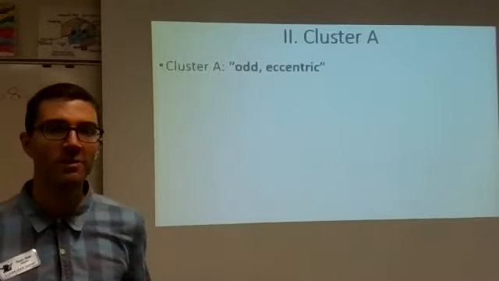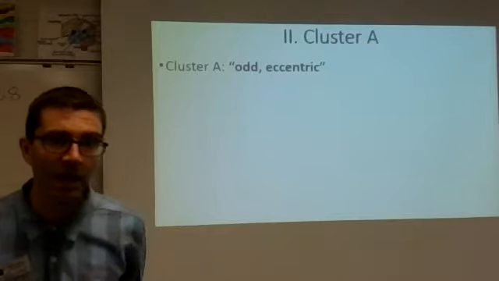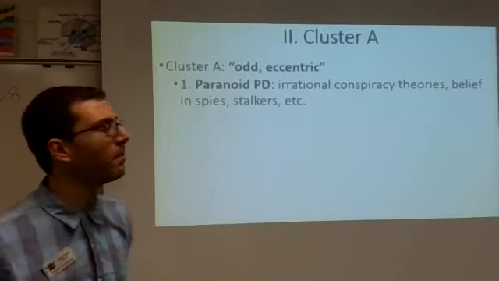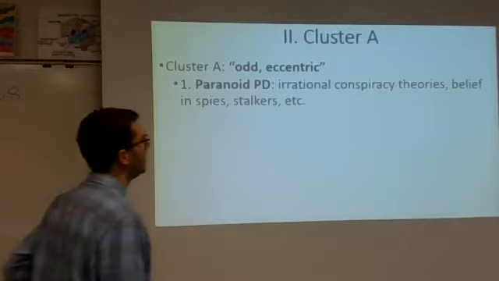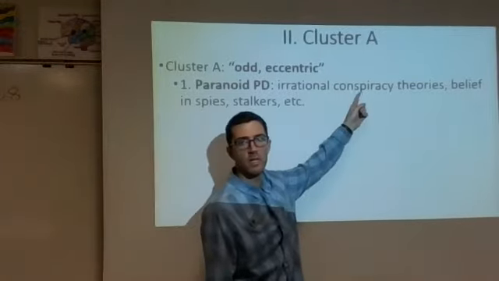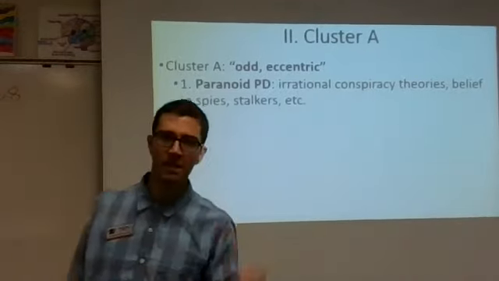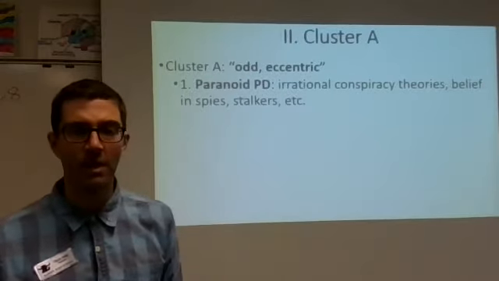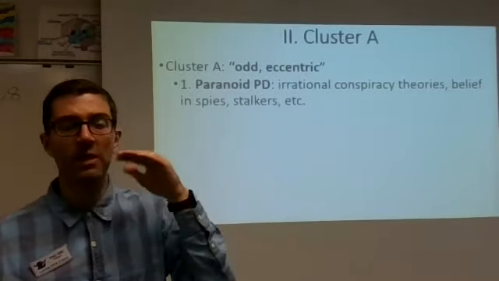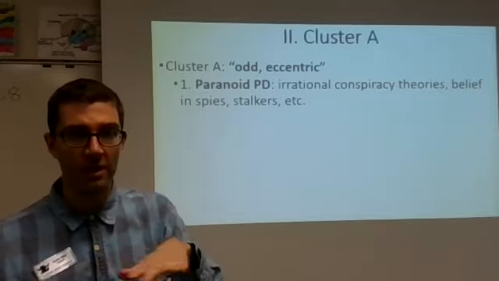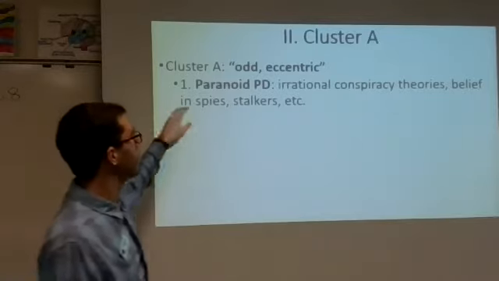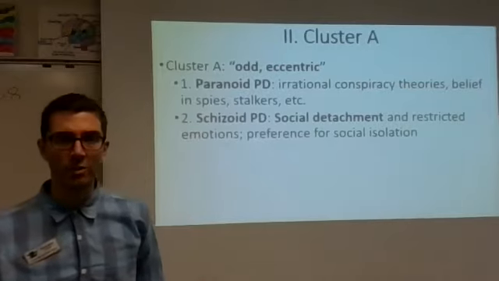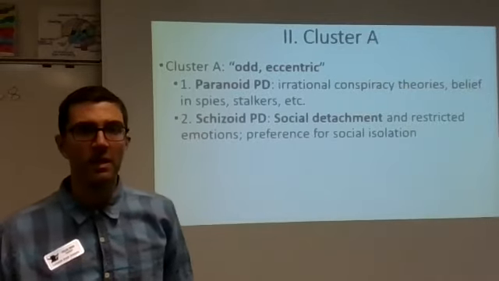Let's first talk about cluster A, the odd and eccentric personality disorders. This first one is called paranoid personality disorder. People who believe in conspiracy theories that just don't make sense. They believe that people might be after them. If it impacts their thinking, their emotions, the way they treat others, and their behaviors, it can be diagnosed with a personality disorder.